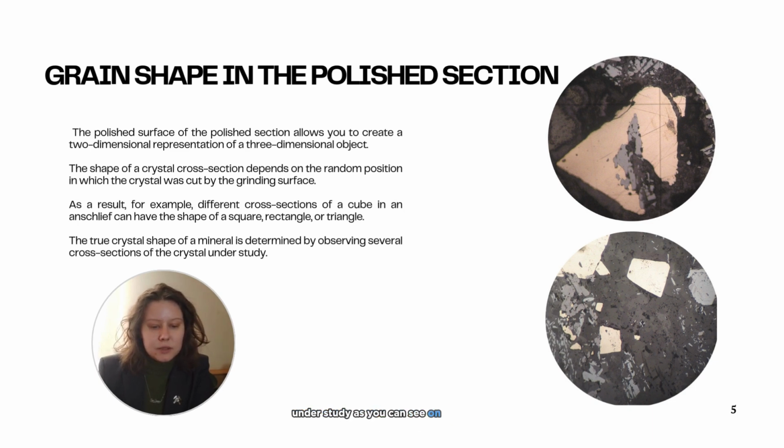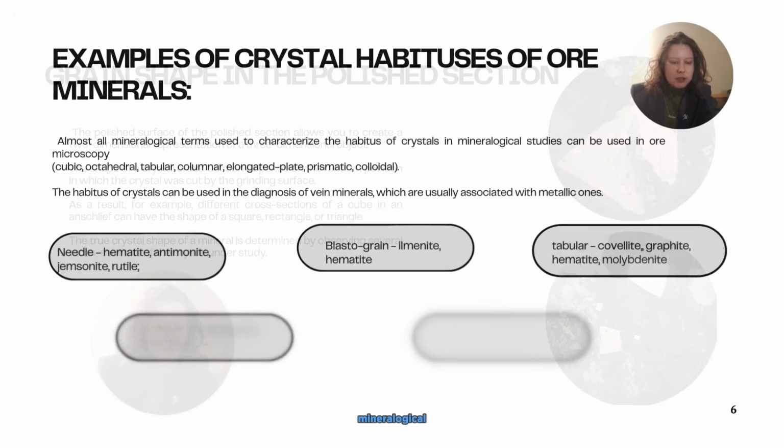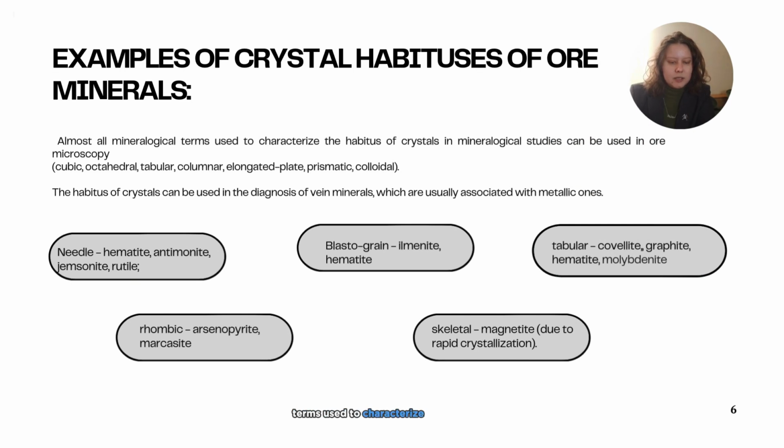As you can see in these two pictures, yellow pyrite in nature has a cubic crystal form, but in the polished section it has triangular and square shapes. Mineralogical terms used to characterize the habitus of crystals in mineralogical studies can be used in ore microscopy. The habitus of a crystal can be used in the diagnostics of vein minerals, which are usually associated with metallic minerals.